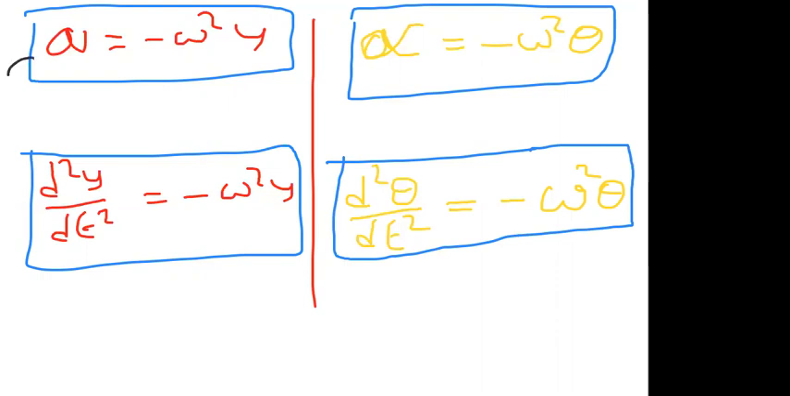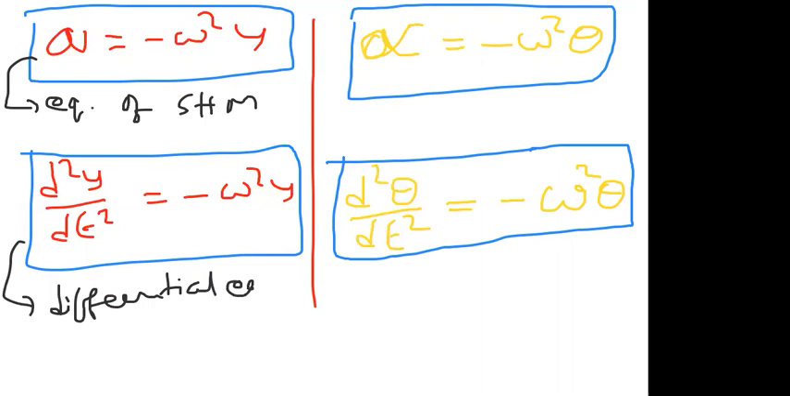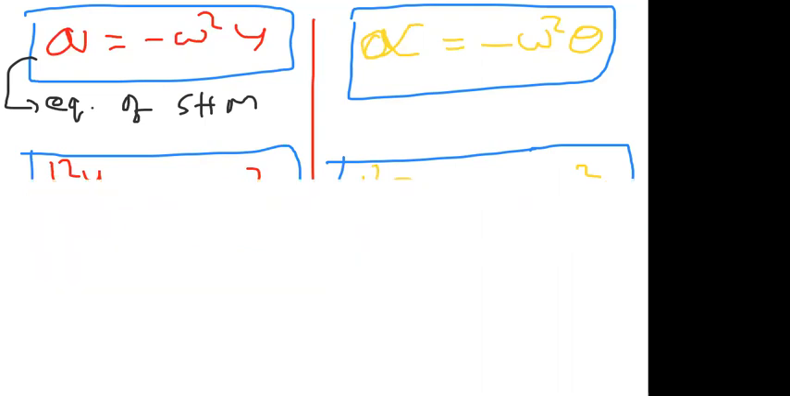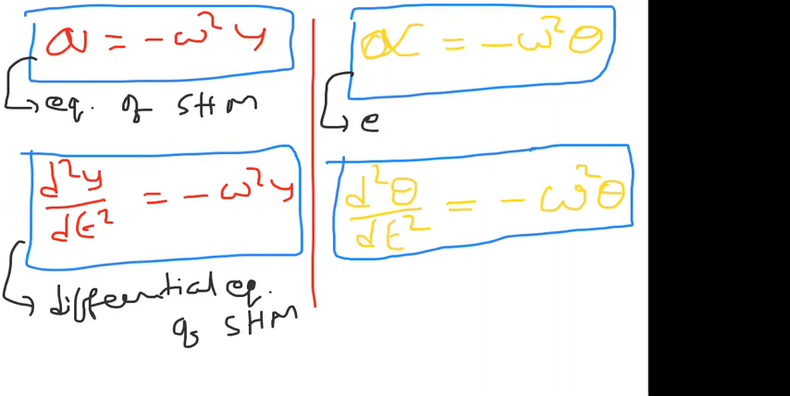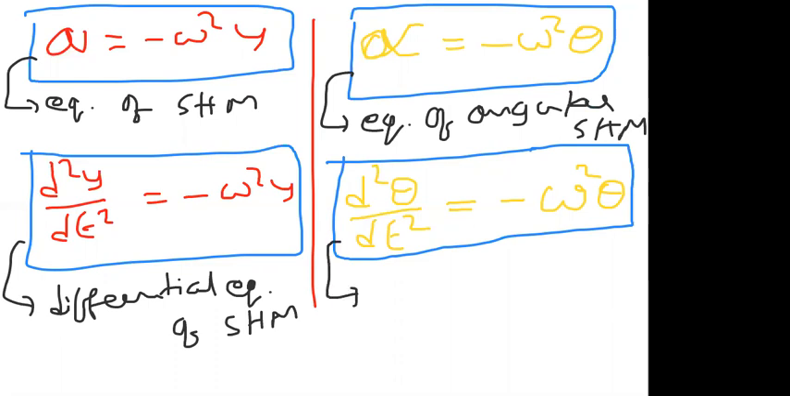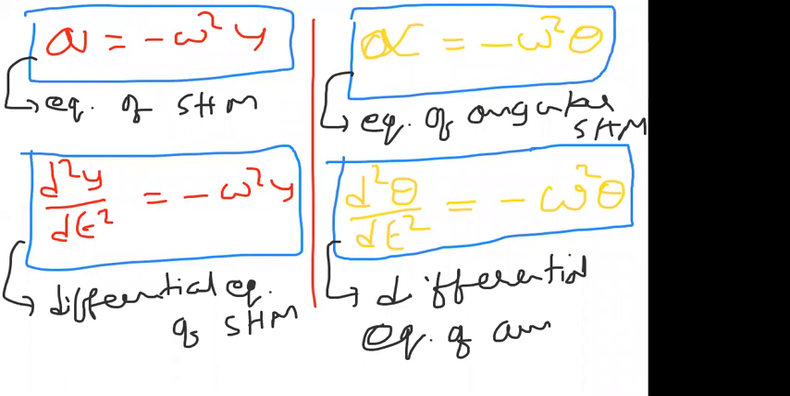Now we call this the equation of SHM. This is the differential equation of SHM. Next is the equation of angular SHM. Next, the last one we can call the differential equation of angular SHM. Like that, we can discuss SHM and angular SHM also. I hope you are clear with these applications we discussed.